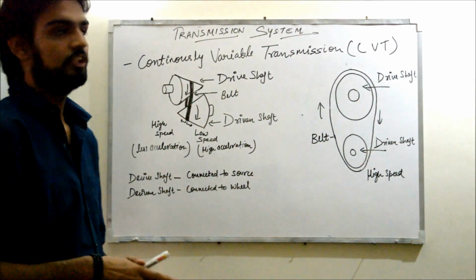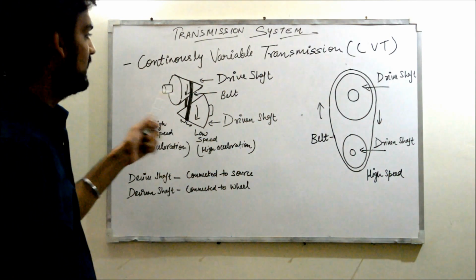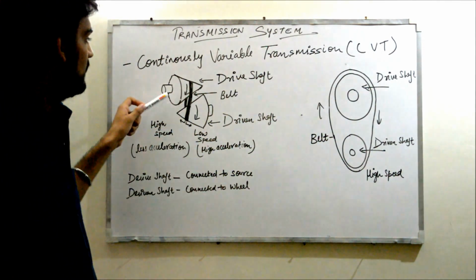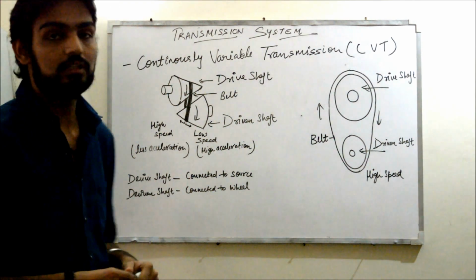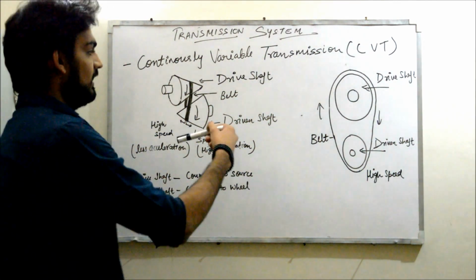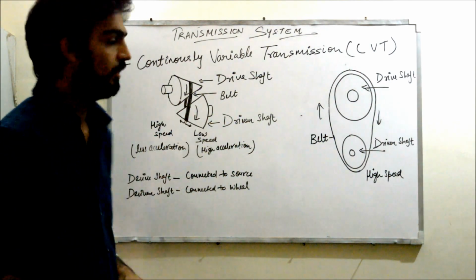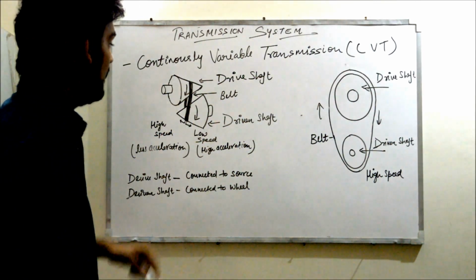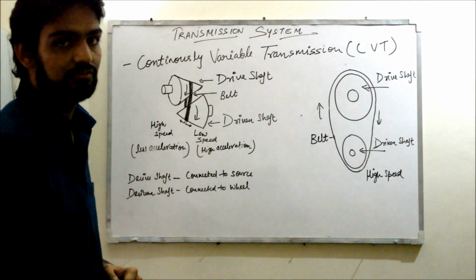First we'll discuss the transmission system CVT, continuously variable transmission. This is the basic diagram of CVT. This is the drive shaft which is connected to the source of the automobile, and this is the driven shaft which is connected to the wheels. Now the belt connecting these shafts: when the belt is at the lower diameter of the drive shaft, the automobile is stationary. As the speed increases, the belt moves towards the higher diameter of the drive shaft.